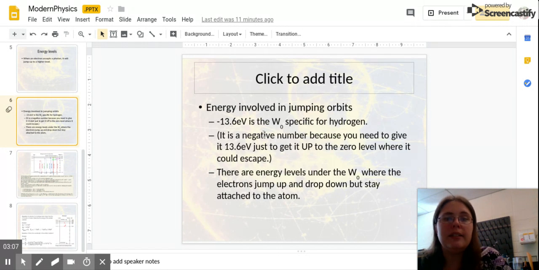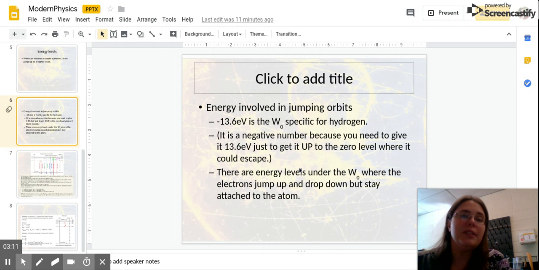And then it's a negative number because you need to give it 13.6 electron volts just to get it up to the 0 level where it would escape. There are energy levels under the work function where the electrons jump up and drop down, but they stay attached to the atom. It's not enough to make it leave the atom, so we don't worry about them.